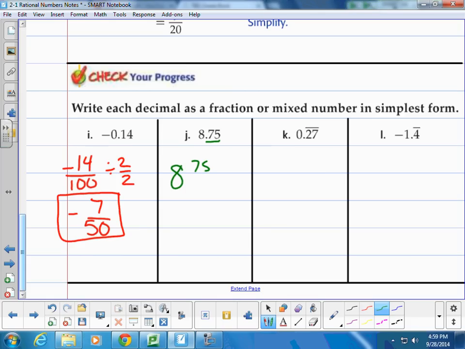75 hundredths is like this. Find a number that goes into both 75 and 100. They both can be changed, so I know 25 goes into both. So I know 25 goes into 75 3 times, and it goes into 100 4 times.